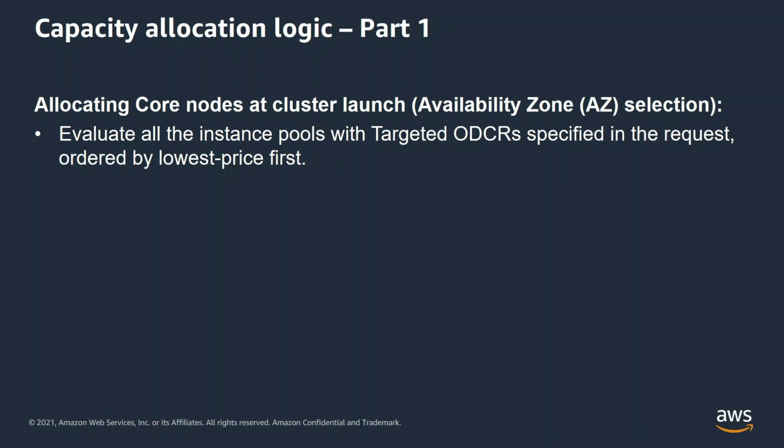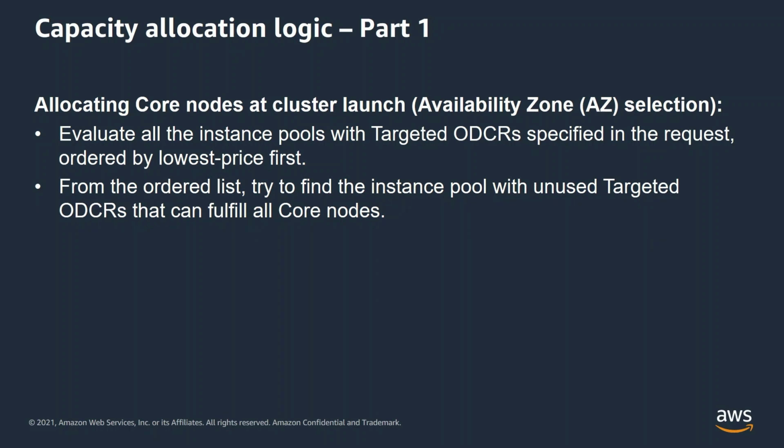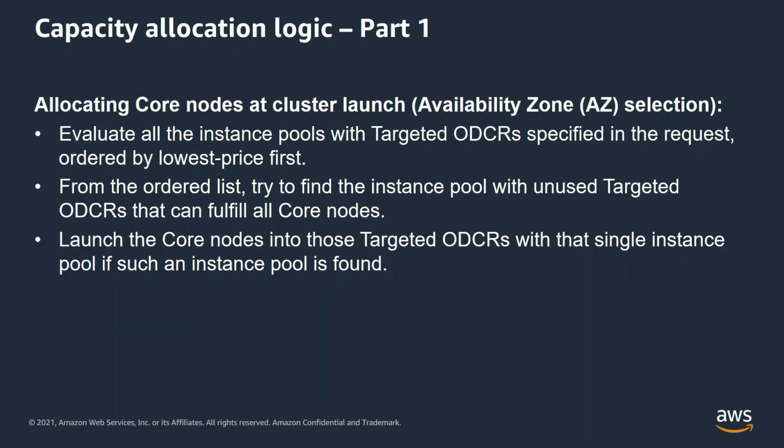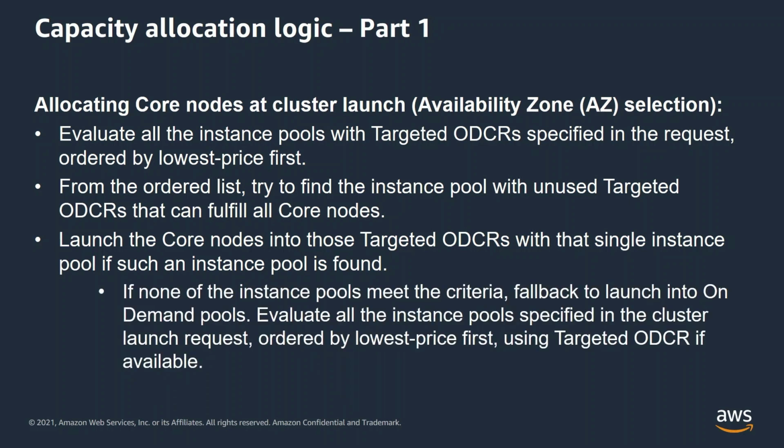When the use capacity reservation first option is chosen alongside the targeted ODCRs, when EMR is allocating capacity for core nodes, EMR evaluates all the targeted ODCR instance pools first, ordered by the lowest price. EMR will first try to find the instance types with unused targeted ODCRs that can fulfill the request for all of the core nodes. EMR will then launch the core nodes into the targeted ODCRs with that single instance type if a targeted ODCR instance pool has the capacity.